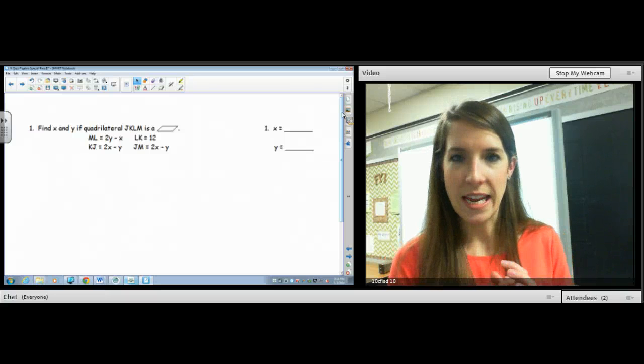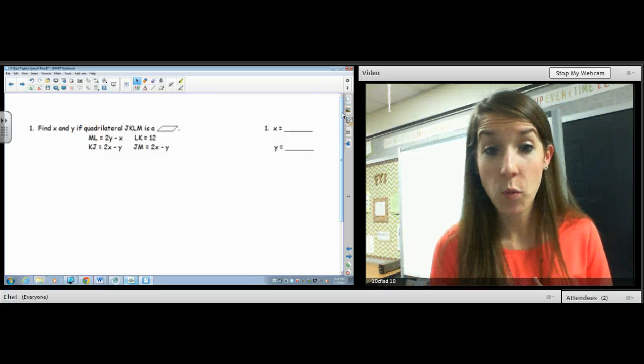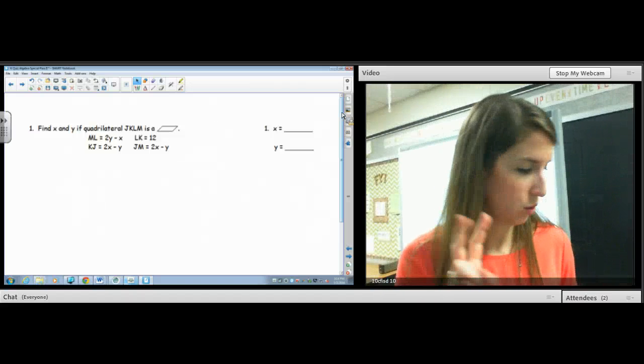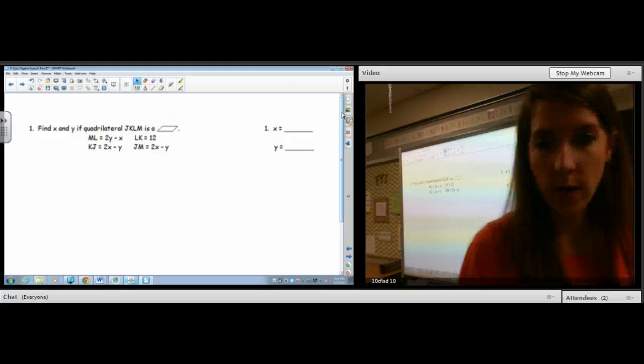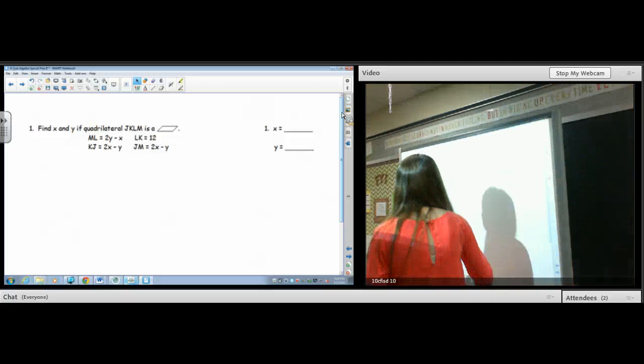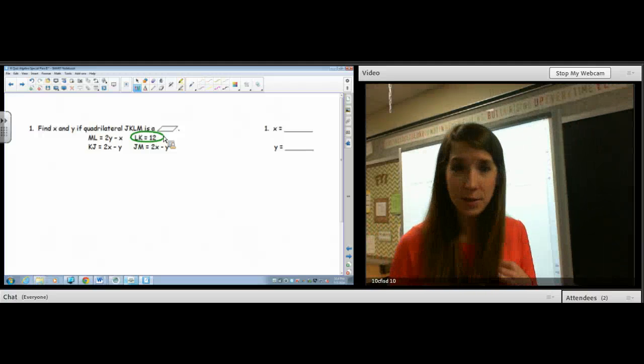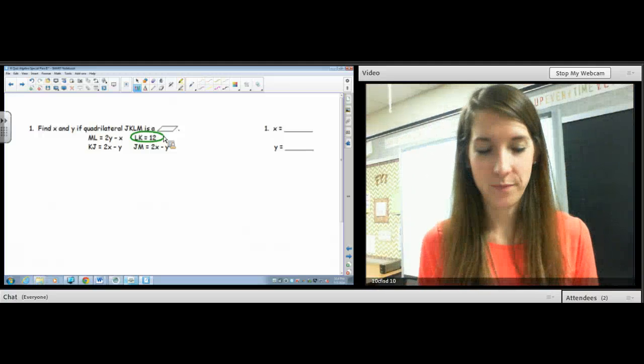Alright, this is Mrs. Stanton and I am working problems 1, 2, and 3 from Special Parallelogram Quiz 2. Take a look at your quiz and make sure LK equals 12 on number 1. If LK equals 12, then you're watching the correct video.